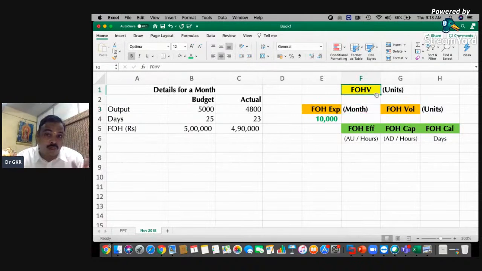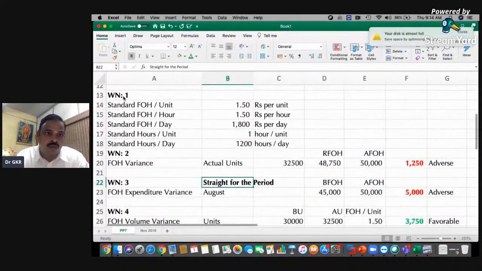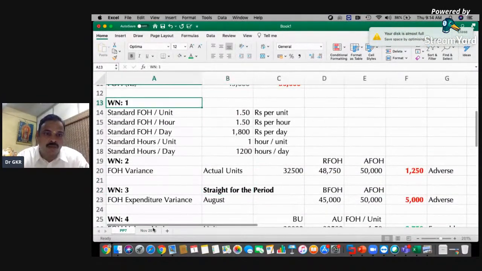But for fixed overhead, the total fixed overhead variance, either fixed overhead cost variance or total fixed overhead variance, whatever name you give, please be clear with the logic. How will you do it? This is with respect to units. Actual units is how much? 4,800. So this is the first thing. Now I need to do working note 1.